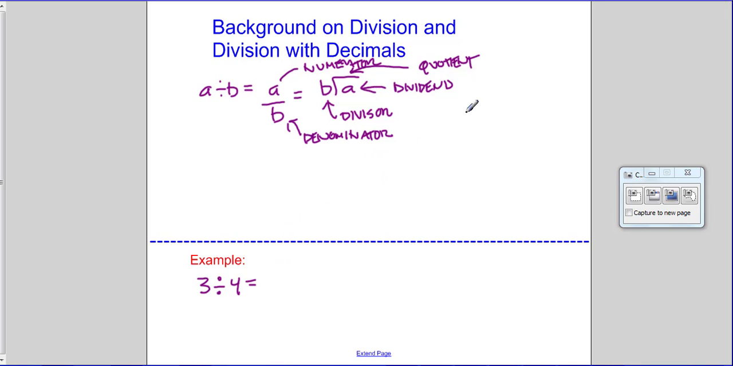By the way, B, what you're dividing by, cannot be 0, and I'll talk about that very soon. So you cannot have division by 0. Division by 0 is not allowed.